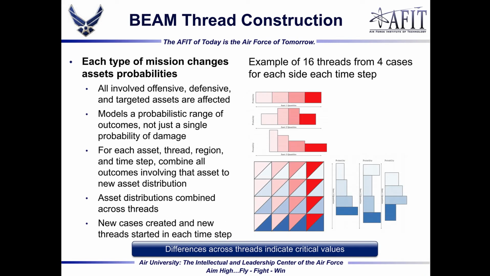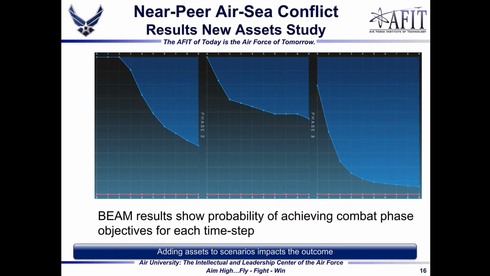This is an explanation of what is occurring in the black box of BEAM runs. Each type of mission changes the asset probabilities, so all involved offensive, defensive, and targeted assets are affected. A probabilistic range of outcomes is modeled rather than just a single probability of damage. For each asset, thread, region, and time step, all outcomes are combined involving that asset to the new asset distribution. The asset distributions are combined across threads, and then new cases are created and new threads are started in each time step.